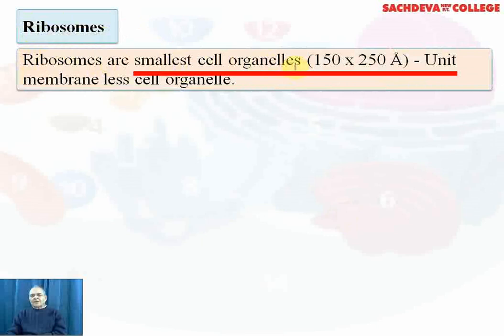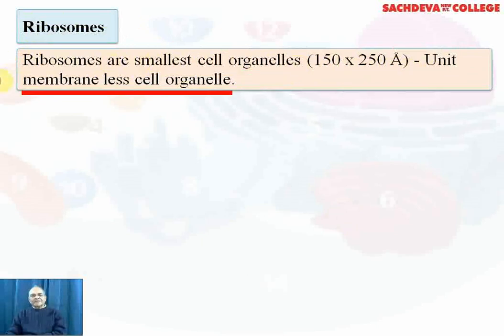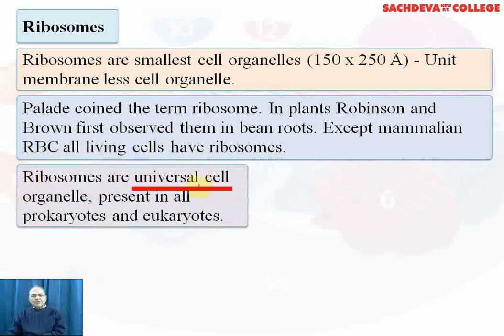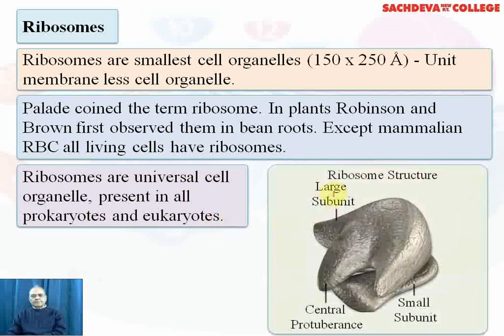Ribosomes are the smallest cell organelles, with a size of 150 to 250 angstrom, and are unit membrane-less organelles. Palade coined the term ribosome. In plants, Robinson and Brown were the first to observe them in bean roots. Except mammalian RBC, all living cells have ribosomes. Ribosomes are universal cell organelles present both in prokaryotes as well as in eukaryotes. Here you can see the ribosome.